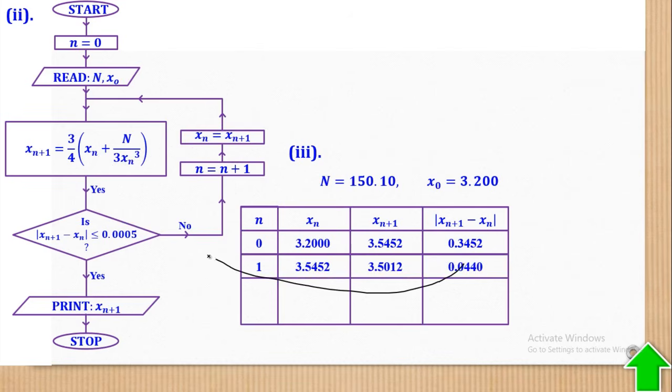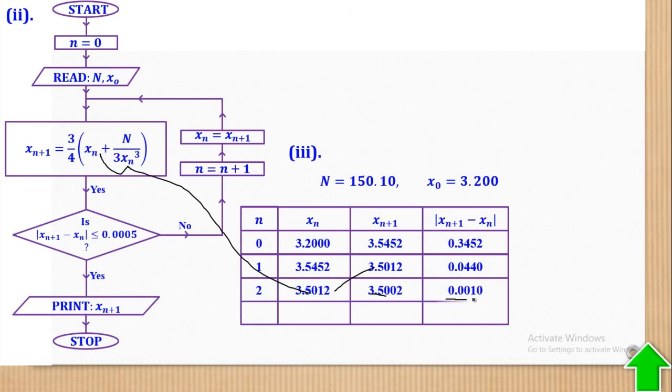This difference gives you an answer of no, so you have to increase again the number of iterations by 1 to give you 2. And that means that now the new value of xn is this. Then get this value, put it here and here to come up with 3.5002. The difference will now be 0.0010.